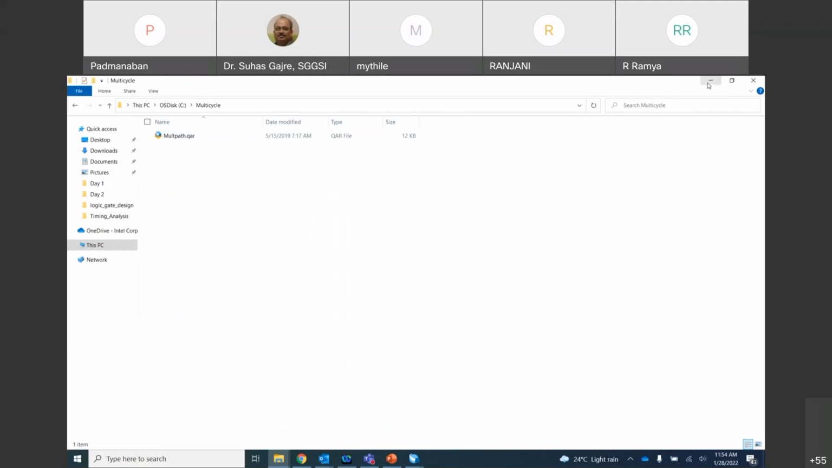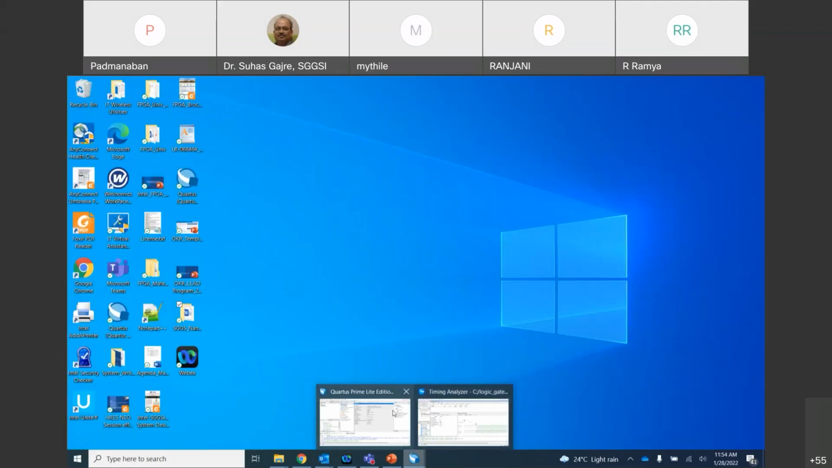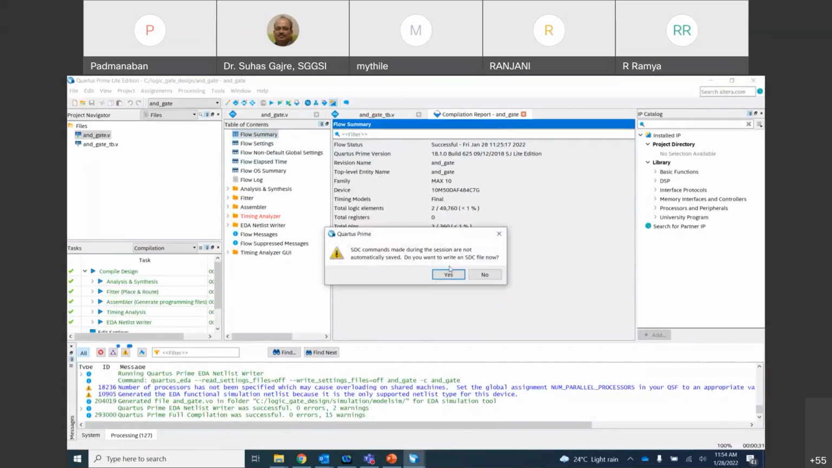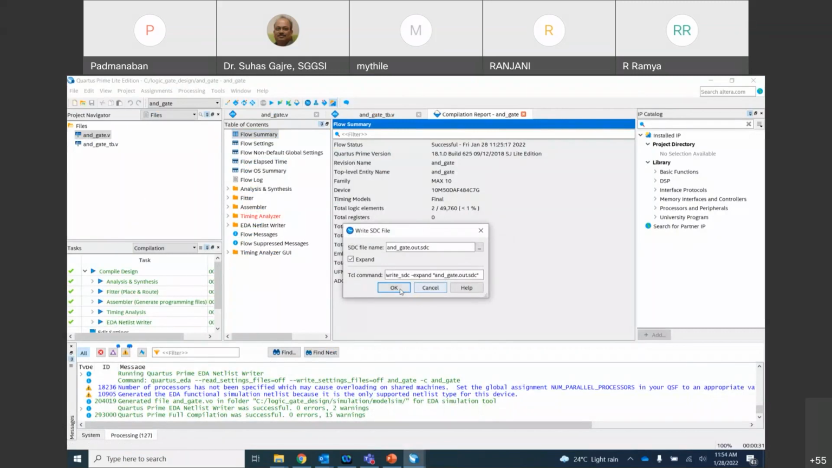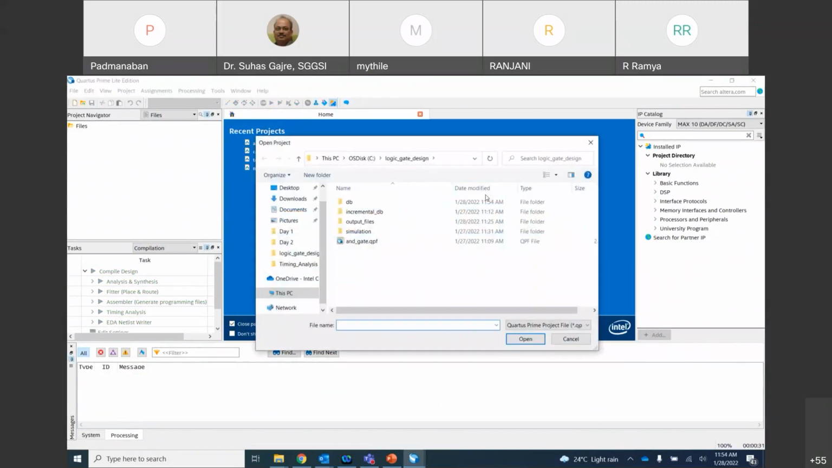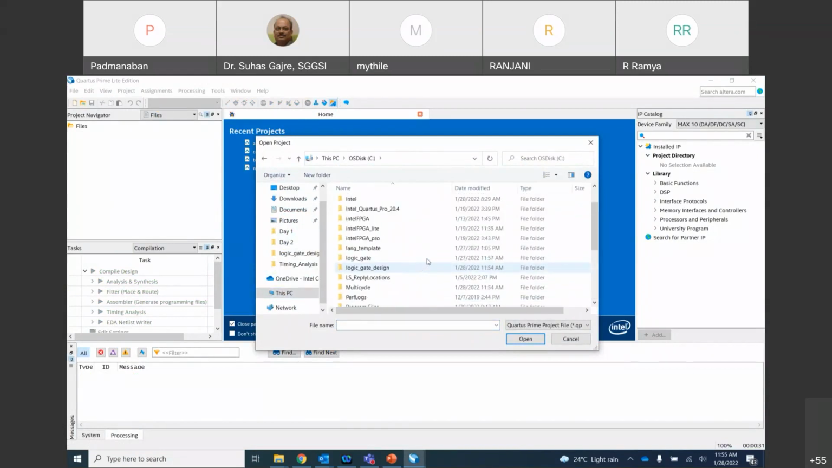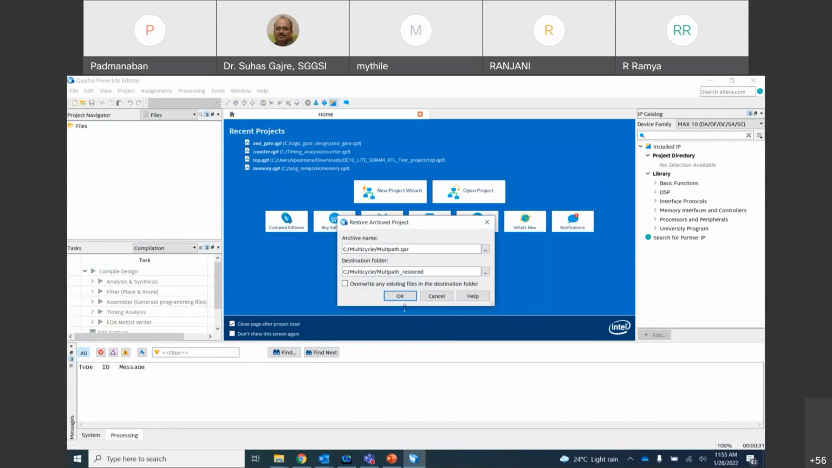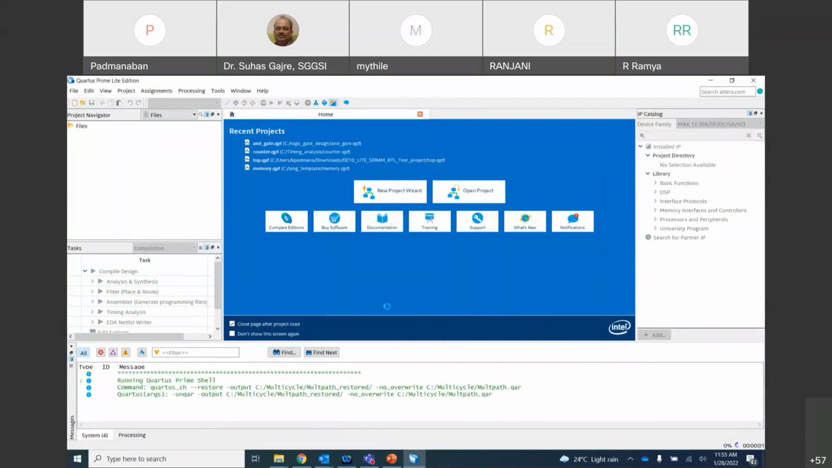Okay. Now we can come back to the Quartus Prime design software, and then you close this design, close project. You can save the constraints file if you want. Now what we have to do is click open project, and in the C drive we already kept multi-cycle, so we can open that multi-cycle path design now. So inside the multi-cycle you have multi-cycle path.qar, the Quartus archive.